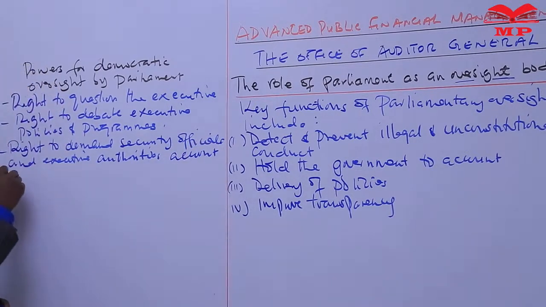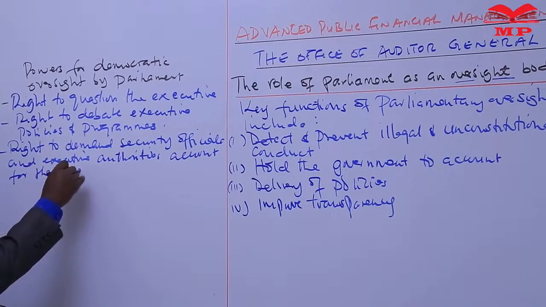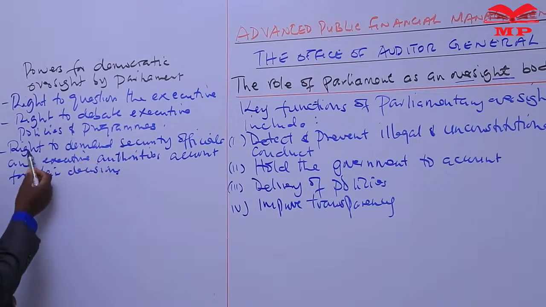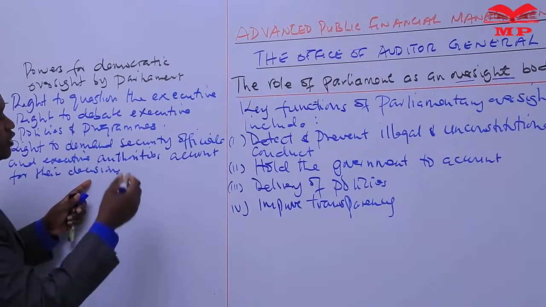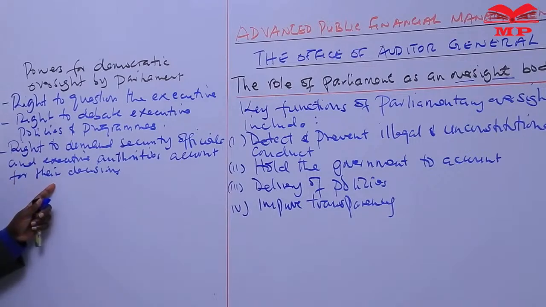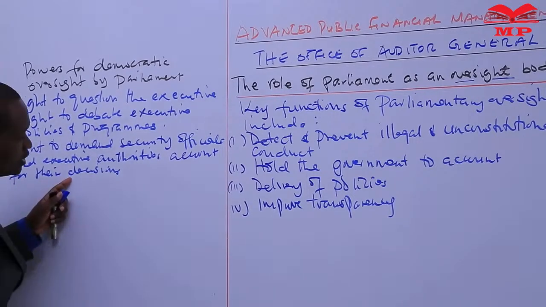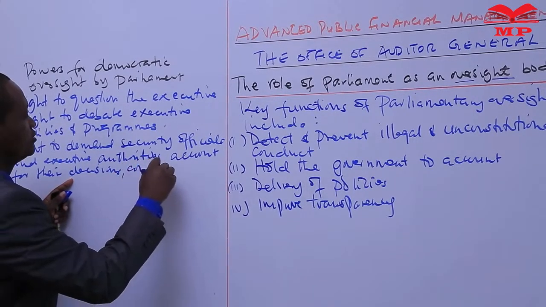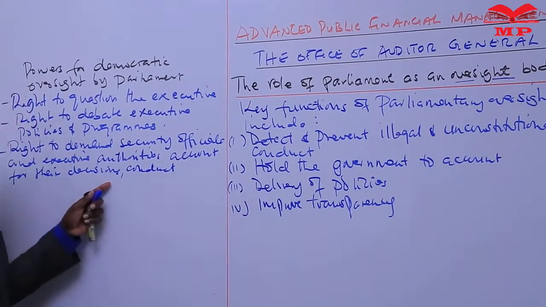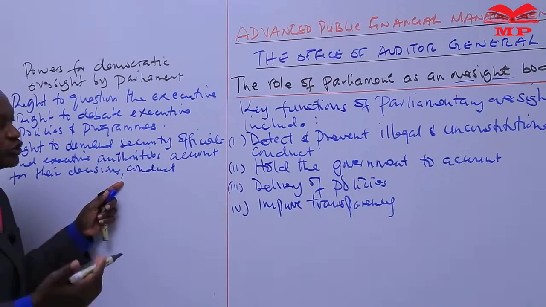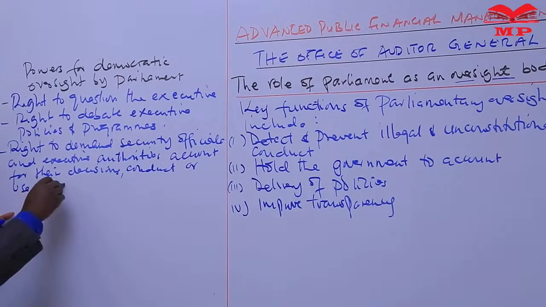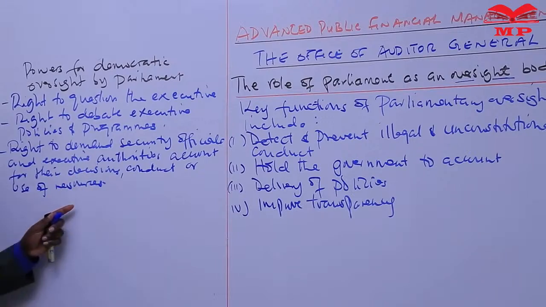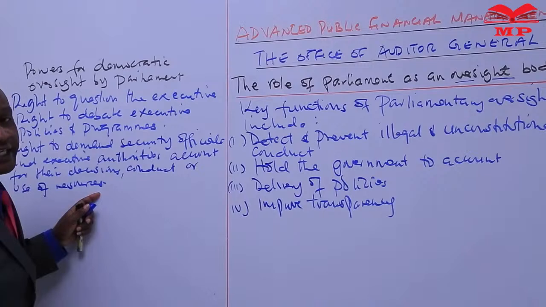Account for their decisions. The right to demand security officials and executive authorities account for their decisions, account for their conduct, or use of resources, and sometimes that has to be done under oath.